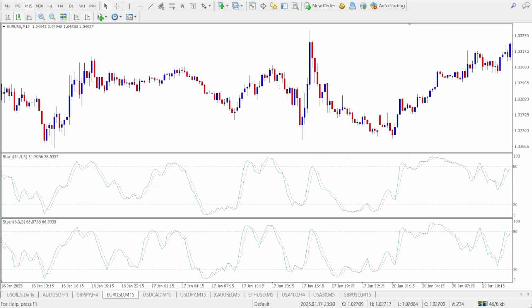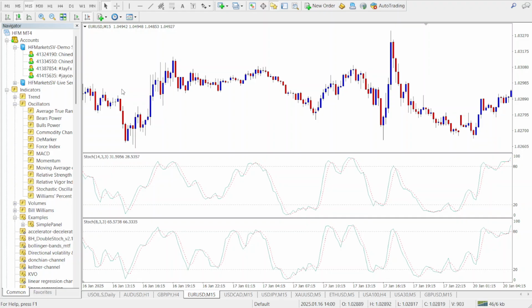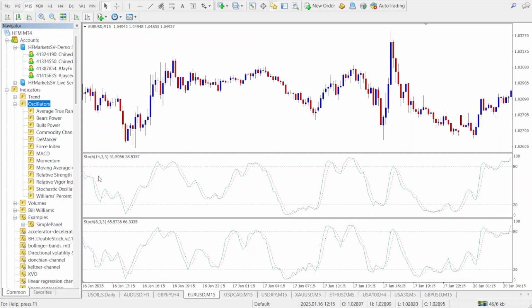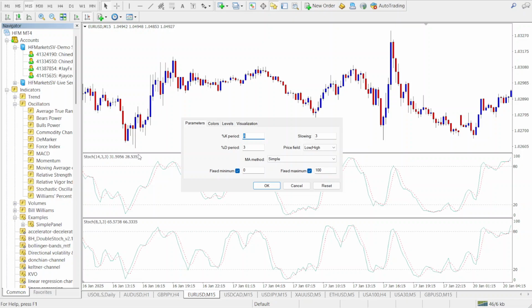In order to overlap the two stochastic oscillators on one indicator window, we have to view our navigator. Once you view your navigator, you come to oscillators, then you go to stochastic oscillator, and we will now have to drag and drop. I already have the 14, 3, 3 stochastic here, so I'm just going to drag and drop the 8, 3, 3 stochastic on there.